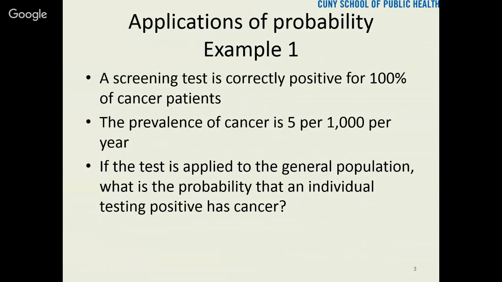Now let's say that we apply this to a population where the prevalence of cancer is 5 per 1,000. And if we apply it to this test, let's ask the other question. So we know that if you have cancer, there's a 100% probability that it will detect it. Conversely, if it detects that you have cancer, what is the probability that you have cancer if you're a member of this population who has received the test?